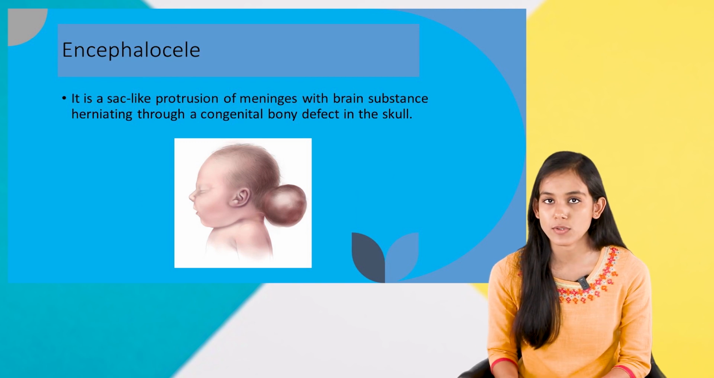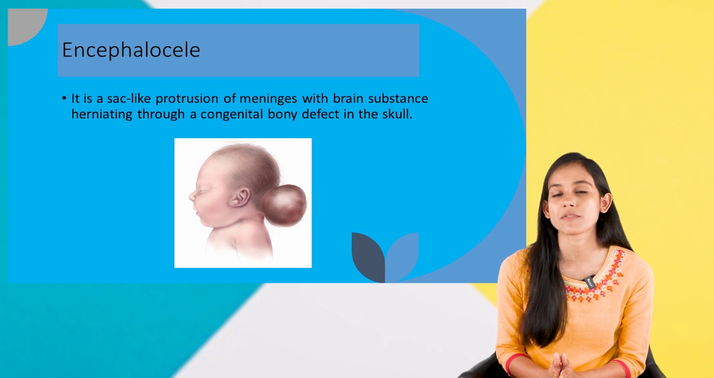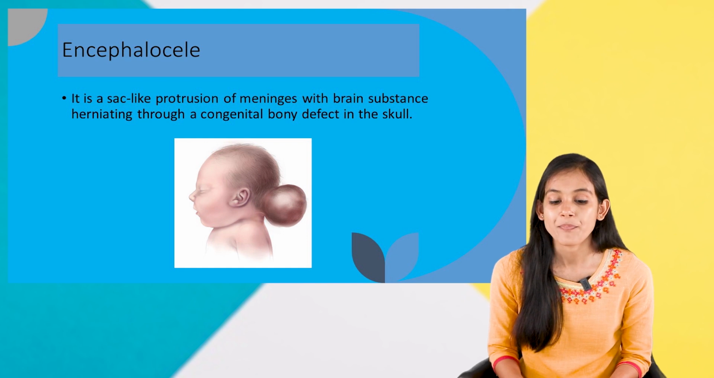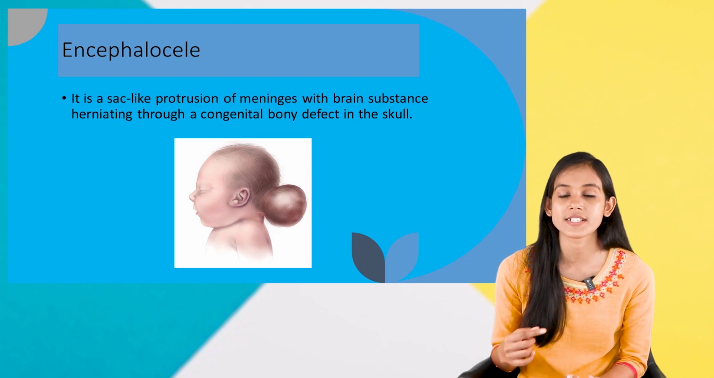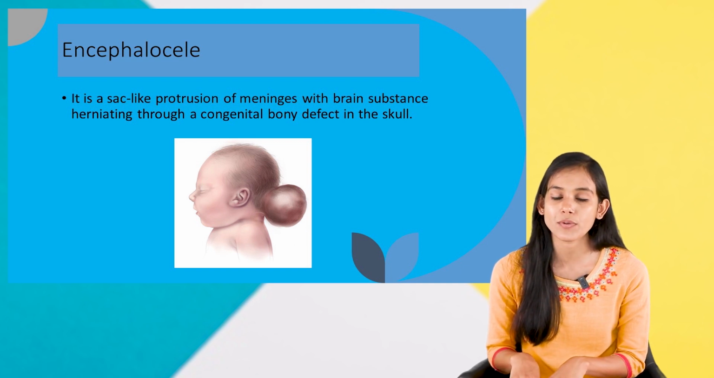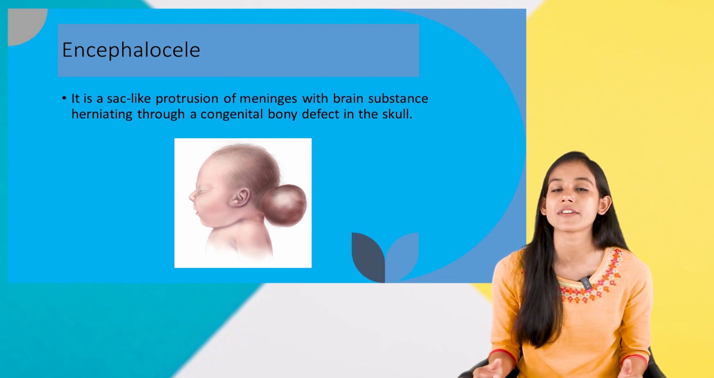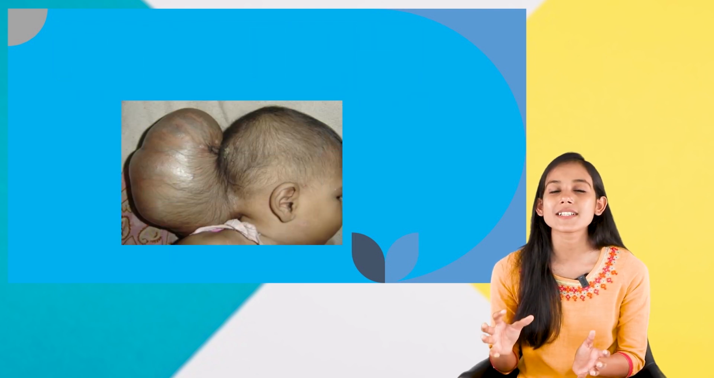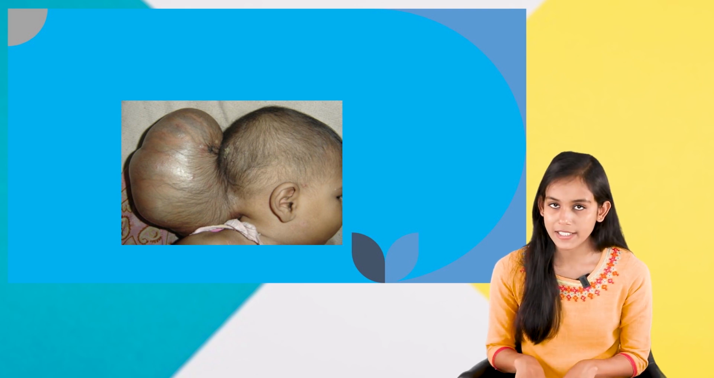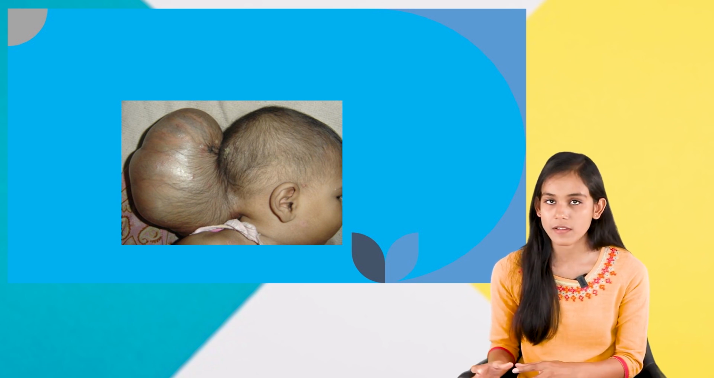Next is encephalocele. So encephalocele is a sac-like protrusion of the meninges. So there would be protrusion of the meninges with brain substance. That means there might be cerebral cortex or cerebellum or part of the brain stem. So there would be herniation of these structures through a congenital bony defect in the skull. And it is commonly found in the midline and in the occipital and parietal area, but it can also be found in the frontal bone and in the orbit or in the nose.